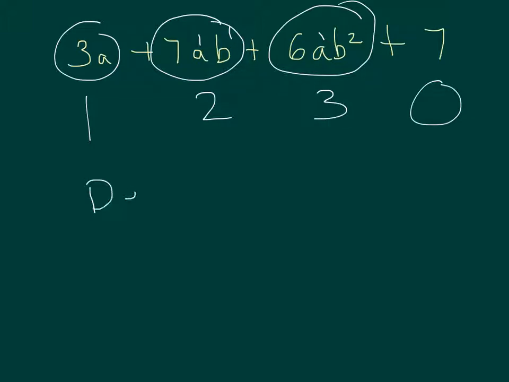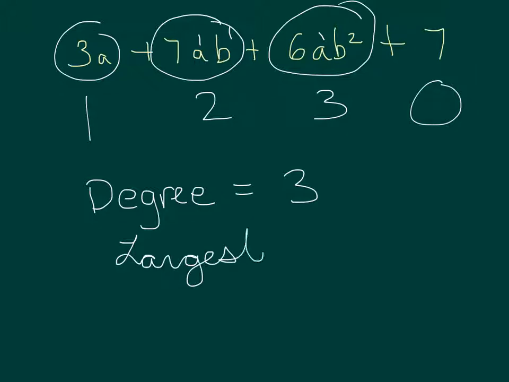So the degree of the polynomial, in this case, would be 3, because I take the largest of the degrees of the individual monomials that make up the polynomial. So you don't add them together. It's not 6. You simply find the term that has the largest degree, and you take that degree, and that's the degree of the polynomial.